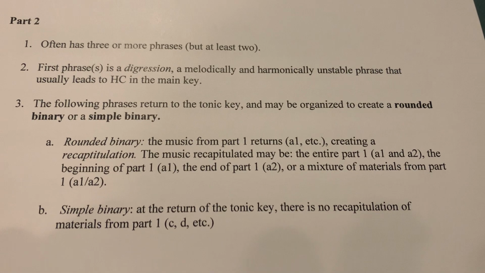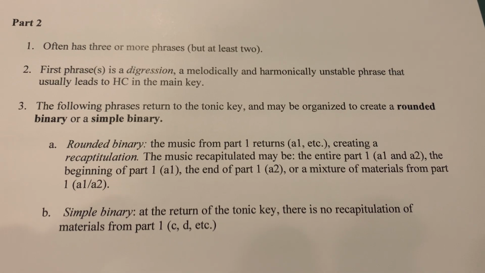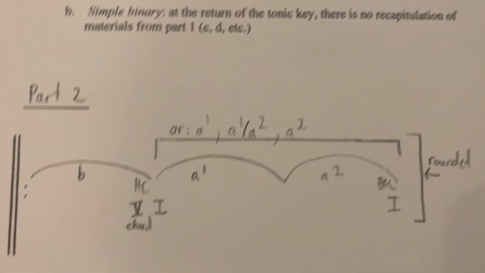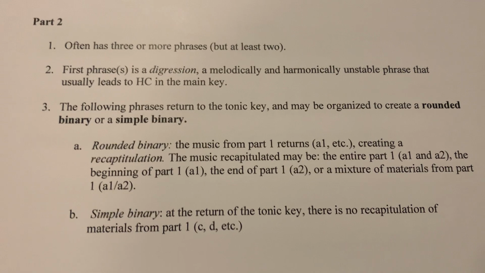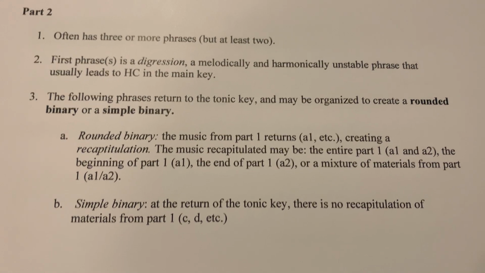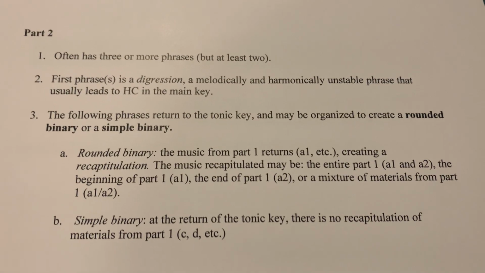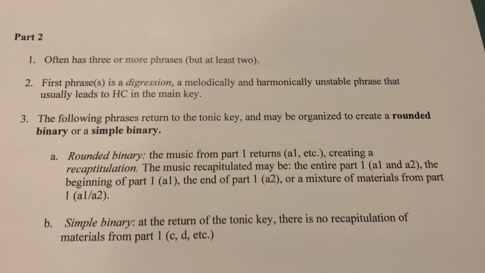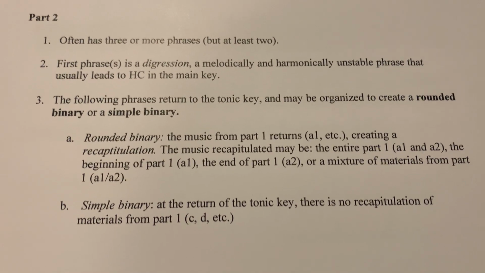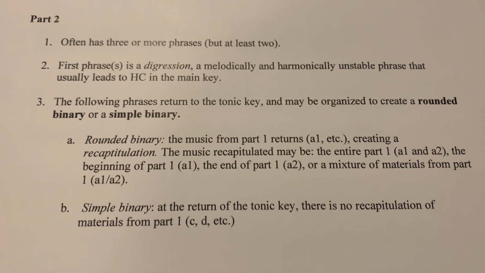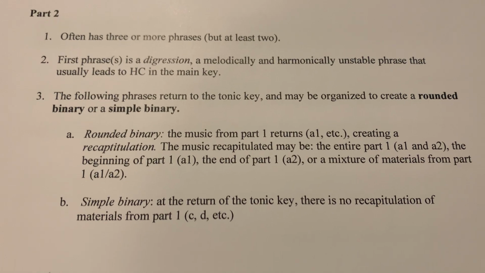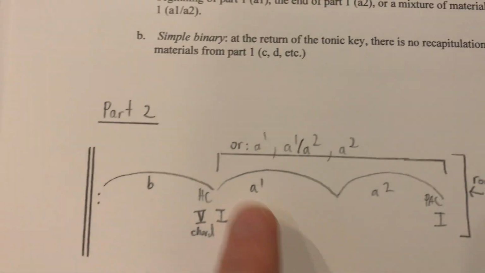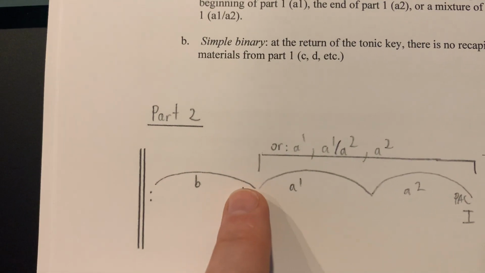The first one would be this digression part. Oftentimes it's just one phrase. We call this a digression, and I give the label B for this, kind of like a small b. This would be a melodically and harmonically unstable phrase that usually leads to a half cadence in the main key. All right, so this is kind of like the prototype for a development section later on. It's going to be unstable, but the one thing that's often predictable is the ending. It usually ends with a half cadence in the main key.